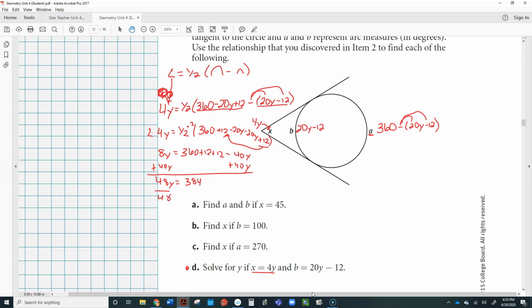Divide both sides by 48. And y is, I'm going to do 384 divided by 48. And I get y is equal to 8. So we solved for y.